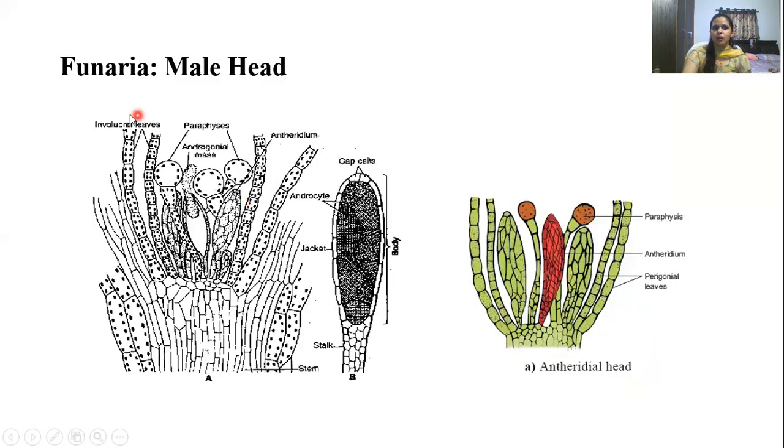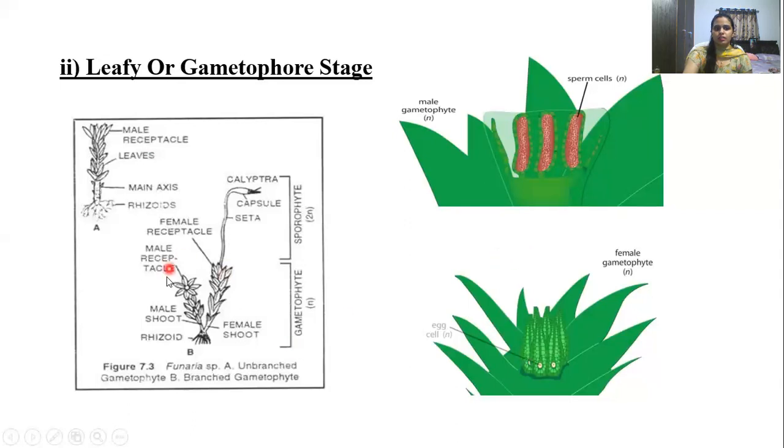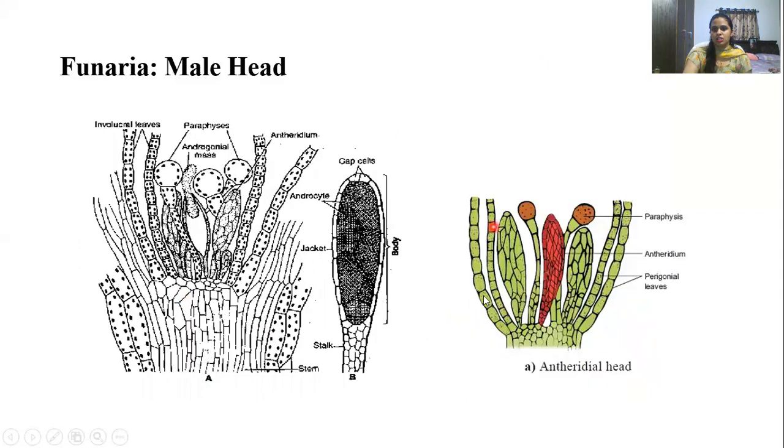Next, we'll be discussing the male head of Funaria, or the antheridial head. I told you that this portion is enlarged here. This is the antheridial head, and it is slightly convex, meaning slightly bulged. On either side, it consists of the perichaetial leaves or the perigonial leaves. Inside this, it consists of the antheridium and paraphysis. These perichaetial leaves will protect the antheridium. When it is in the young condition, the antheridium is green in color.